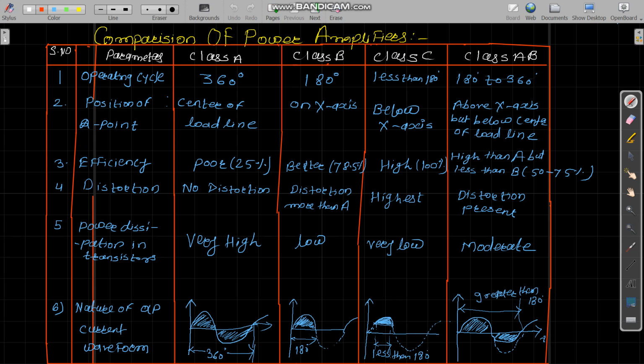There's also some distortion present here, because in class AB you select your operating point just below the center of the load line. Therefore, distortion does exist. And the power dissipation is less compared to class A in the case of class AB. This is the output waveform obtained, wherein you can see that this shaded portion is the output present, and the dotted output shows that there is no output for this portion. So this is all about the comparison of power amplifiers. We'll see class A power amplifier in detail in the next class. Thank you.